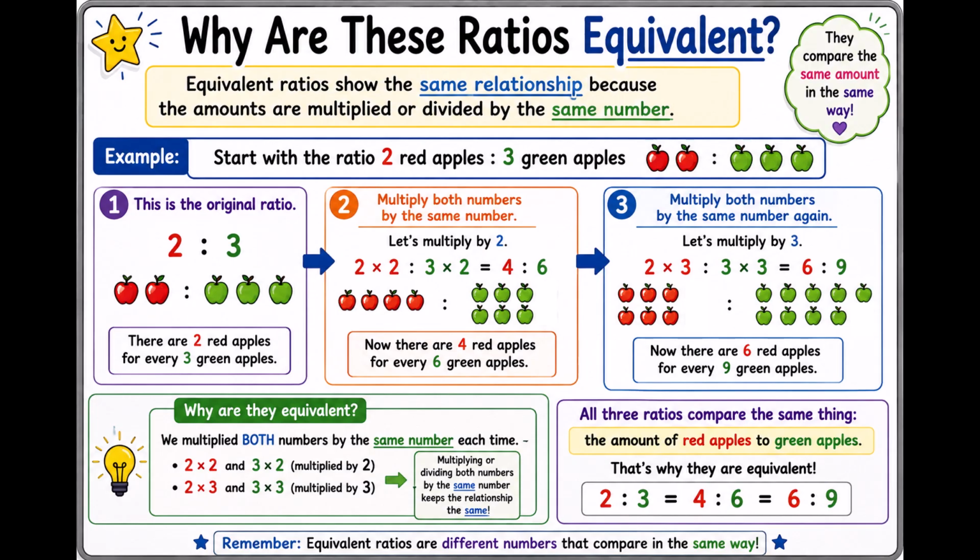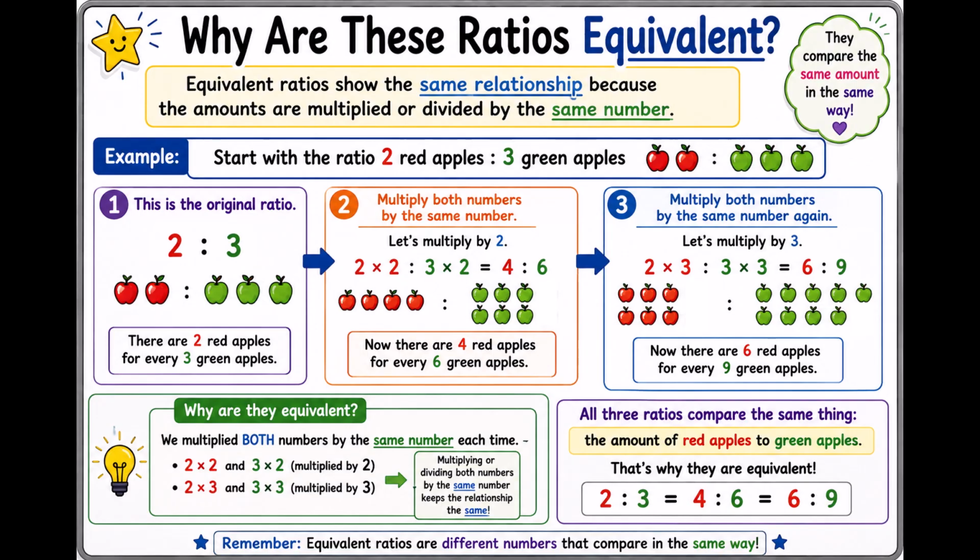Make an equivalent ratio. Let's multiply both numbers by 2. 2 times 2 gives us 4. 3 times 2 gives us 6. So the ratio now is 4 to 6. The numbers changed, but the relationship stayed the same because the same amount were added in that same ratio.